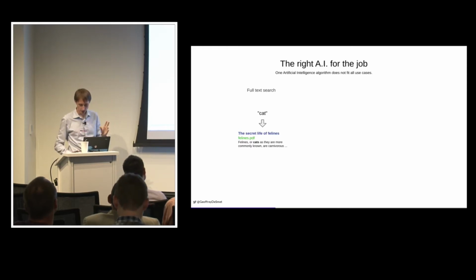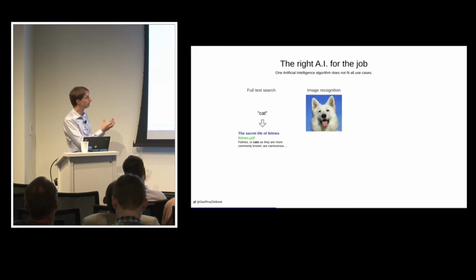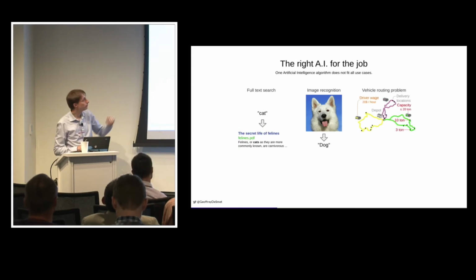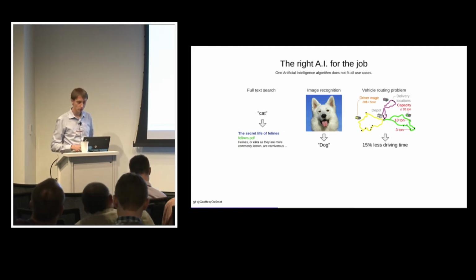This is one use case, right? And another use case might be image recognition. This is a picture, and you want to figure out what this is a picture of. An AI algorithm can give you the output: this is a dog, right? And then, of course, we have the vehicle routing problem that I just spoke about. We solve this problem, and we can do this with 15% less driving time.